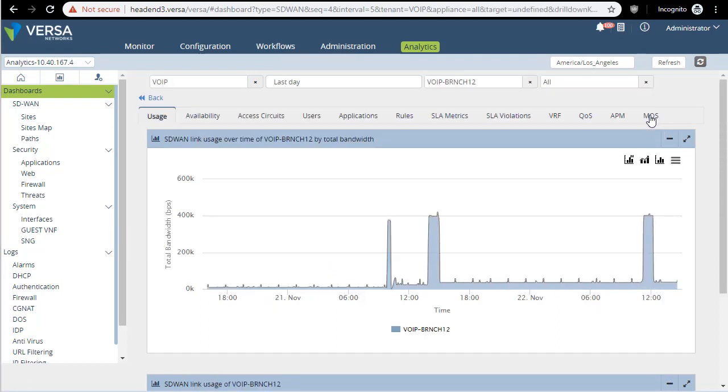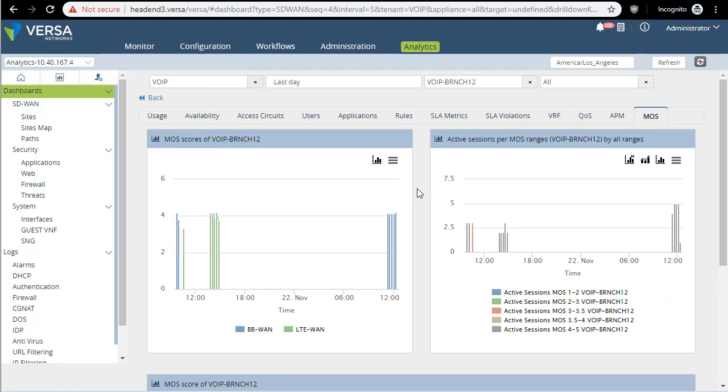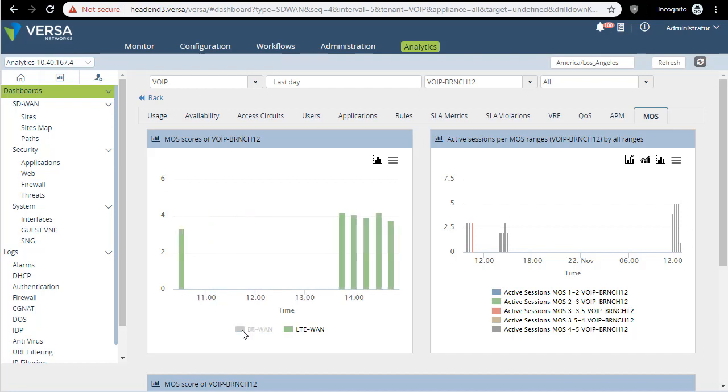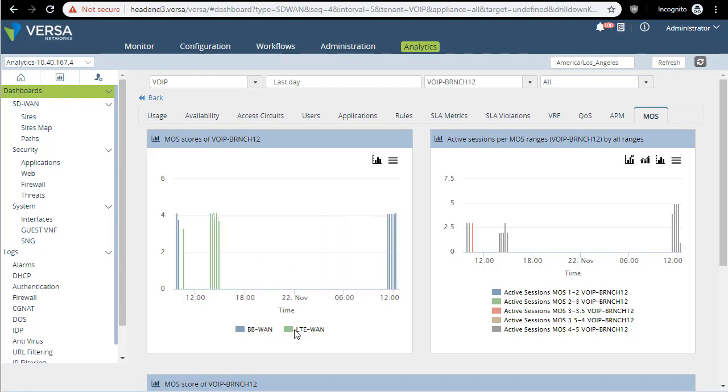In the branch, we can go to the MOS score and see what was the average MOS score on each of the links. So we can see that the average MOS score over the LTE link was around 4.1, maybe 3.8. At the same time, the average MOS score over the broadband network was a little lower, so actually around 4 as well.